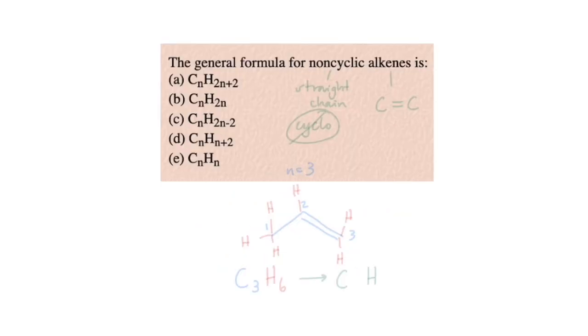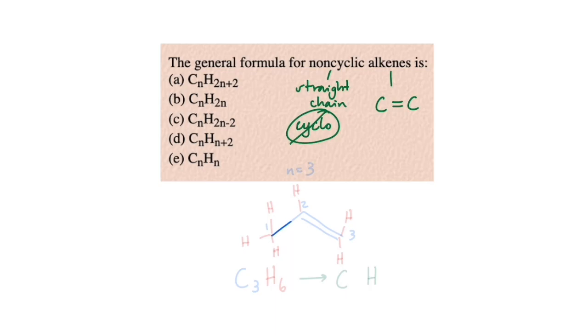This question wants us to find the general formula for non-cyclic alkenes. So to get some clues about what structure we need to draw, we know that an alkene contains a double bond between 2 carbon atoms, and non-cyclic means it will be what's called a straight chain alkene. So when you think about a cyclohexene, it will not have the cyclo prefix, so only straight chain alkenes. So let's draw an example.